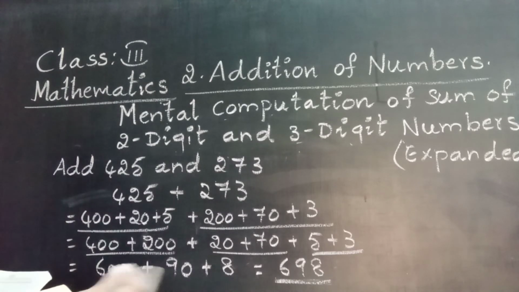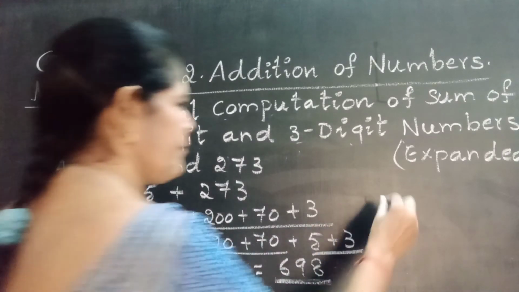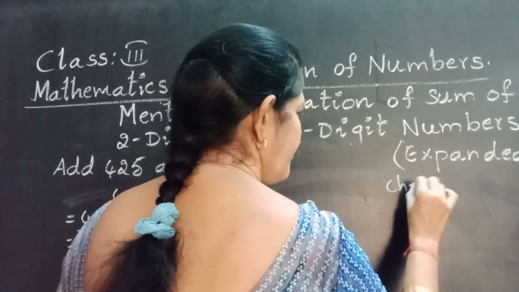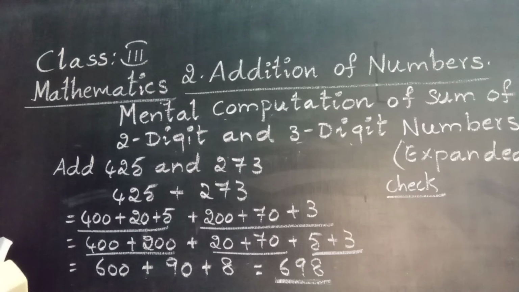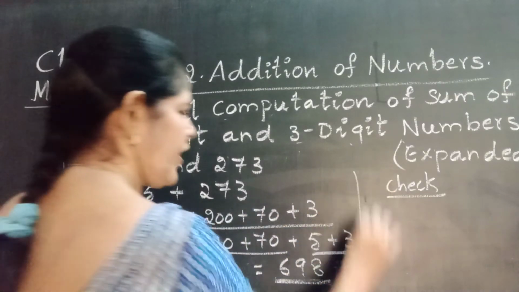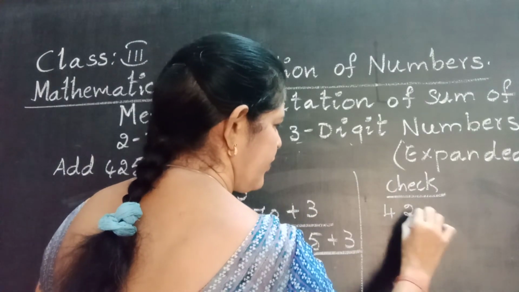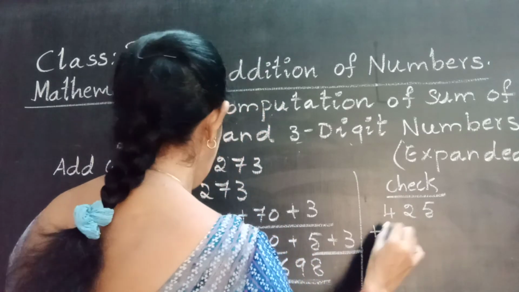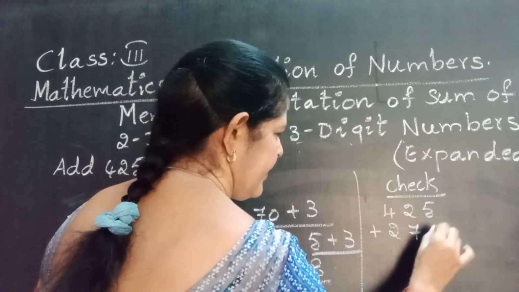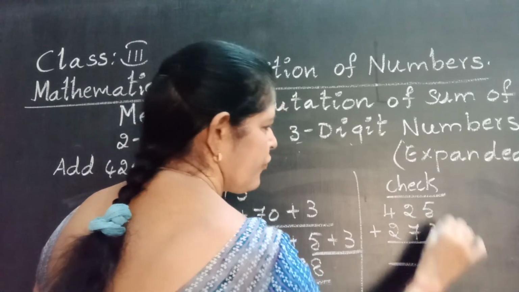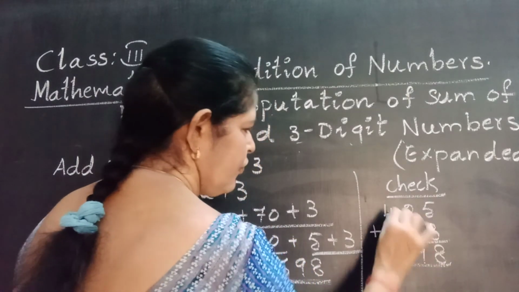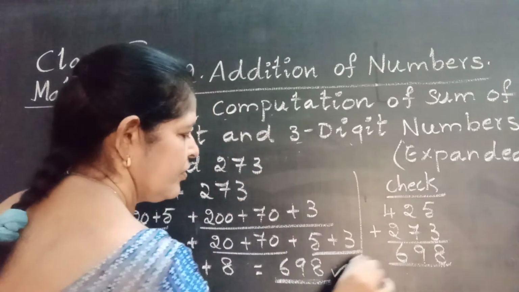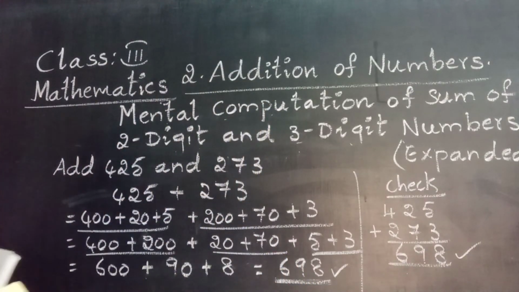Okay. Now I am going to check this sum. Checking means normal addition, the method we generally use. Write the numbers one below the other. 425 plus 273. Okay. 5 plus 3, 8. 2 plus 7, 9. 4 plus 2, 6. Our answer is correct.